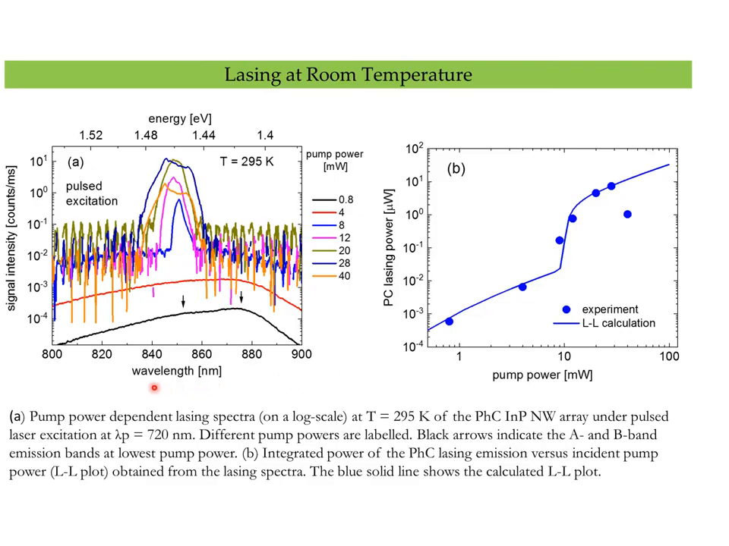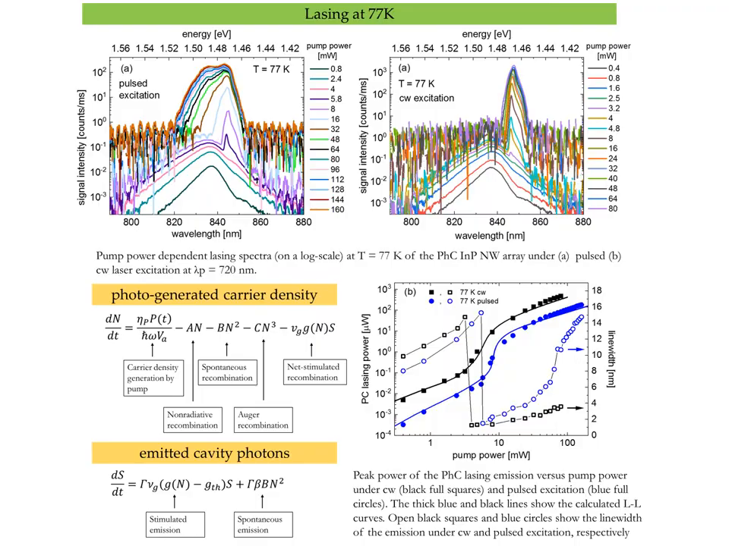The pump power dependent lasing spectra at room temperature in the log-log plot show a threshold fluence of 40 microjoules per square centimeter with a maximum lasing output power of 10 microwatt. Black arrows indicate the valence A and B band emission at the lowest pump power.